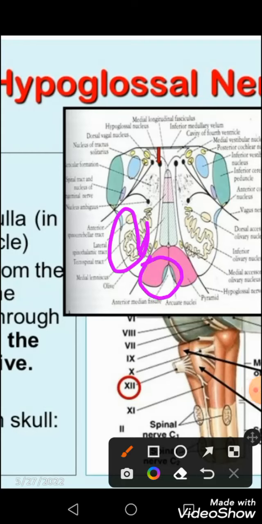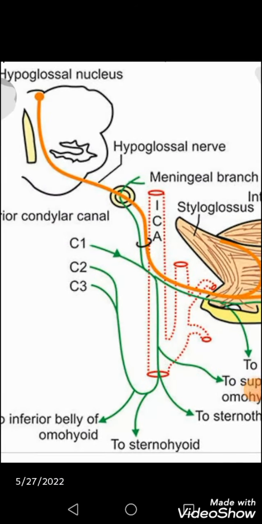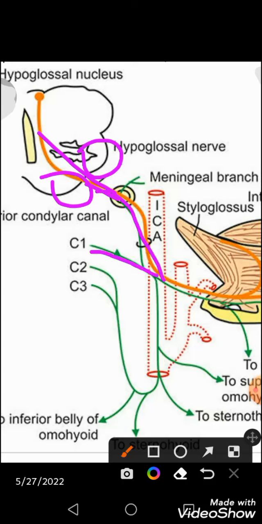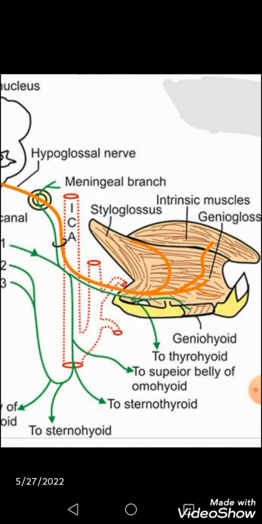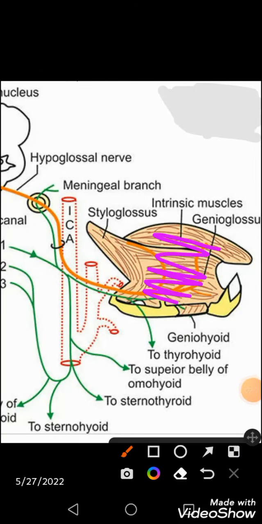It has to exit in between both these structures. And finally, you can see so many rootlets. They combine to form the hypoglossal nerve, right? So that is how this hypoglossal nerve is going to exit through the medulla oblongata, in between the pyramids and the olives, and through the hypoglossal canal, and finally it receives fibers from the C1 nerve to reach the tongue, right? And let me show you the extrinsic and intrinsic muscles being supplied by the hypoglossal nerve from below. Okay.